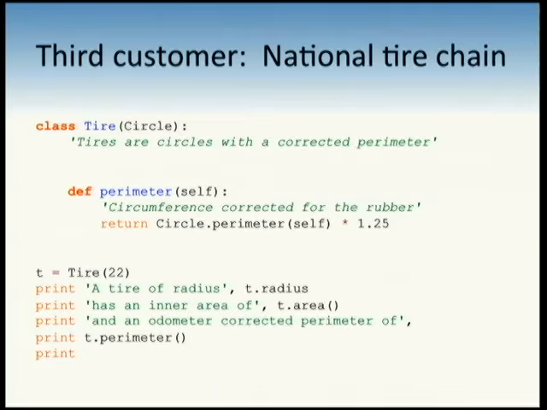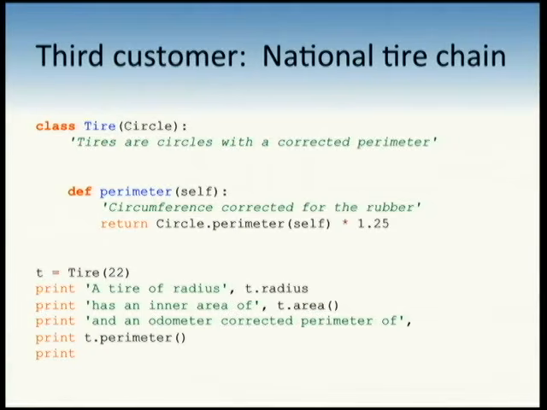How do customers commonly change your functionality? They do it through subclassing. Most people who write classes don't spend time thinking about how subclassers will use their code. So we're going to see a subclasser do that. They are subclassing tire, overriding perimeter. When they call tire 22, what method gets called?